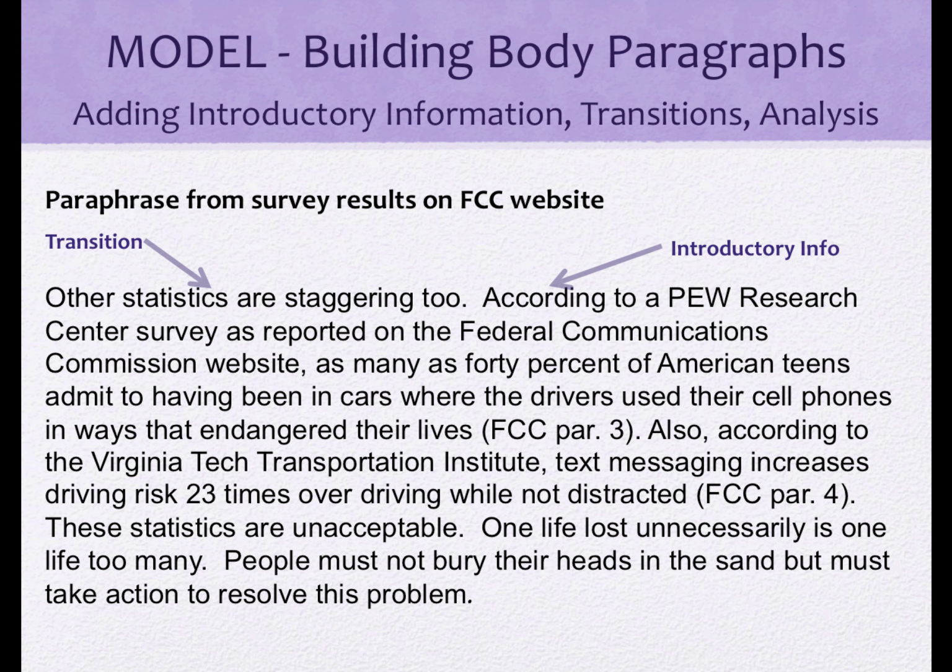One life lost unnecessarily is one life too many. People must not bury their heads in the sand, but must take action to resolve the problem. There was the transition. There's the commentary.